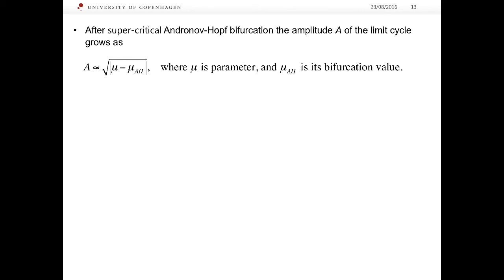Remarkably, there is a mathematical result which can help us to estimate the amplitude of the limit cycle at some values of control parameters reasonably close to their bifurcation values. Namely, if our control parameter is called mu and its bifurcation value is called mu_AH for Andronov-Hopf, the amplitude of the limit cycle can be approximately calculated as the square root of the distance between the current value of the control parameter and its bifurcation value.